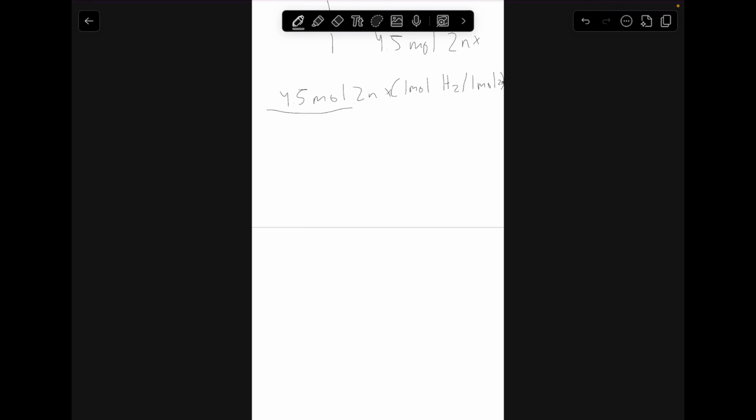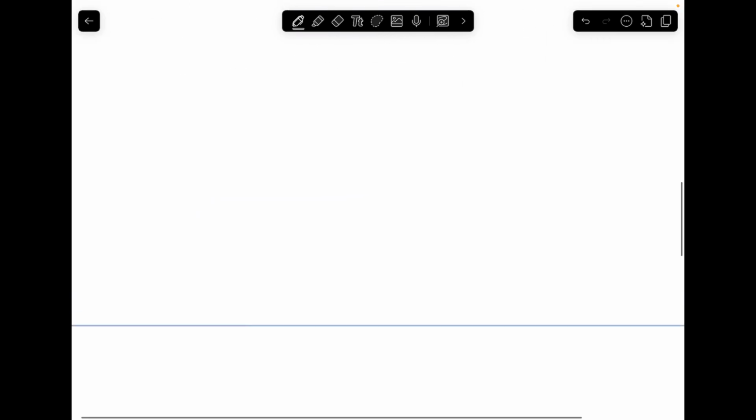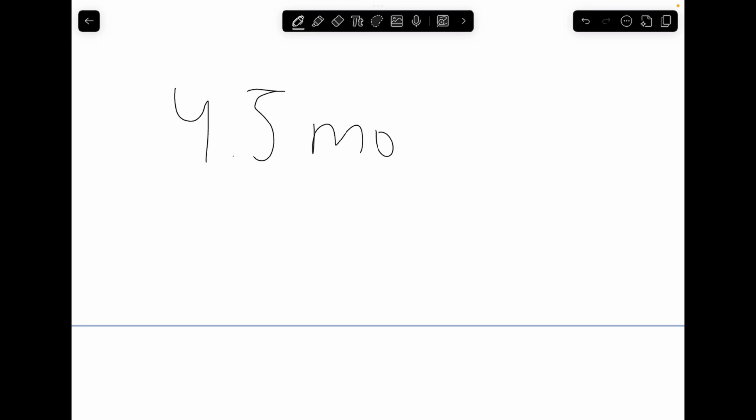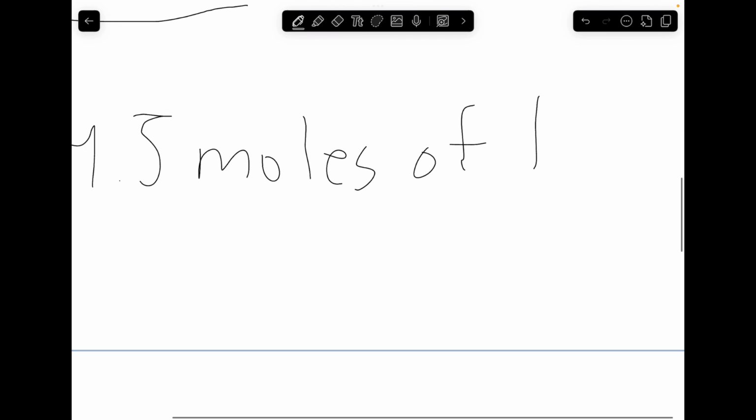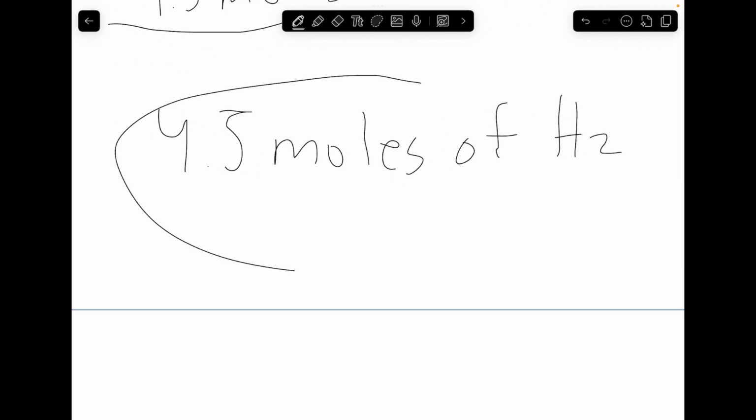My final answer represents the total amount of hydrogen gas created from our starting zinc. So if we use 4.5 moles of zinc, we'll get exactly 4.5 moles of hydrogen gas. So my final answer is just like this. All right, there it is, 4.5 moles of H2.